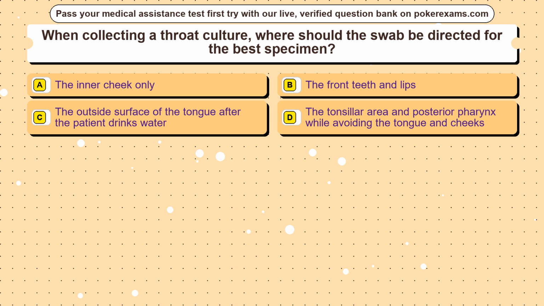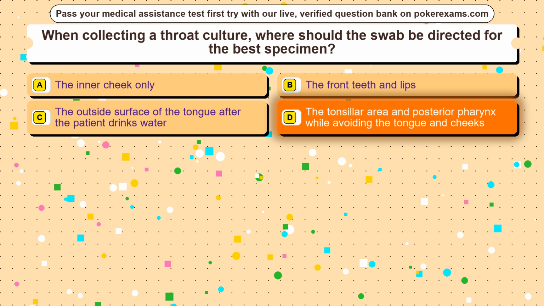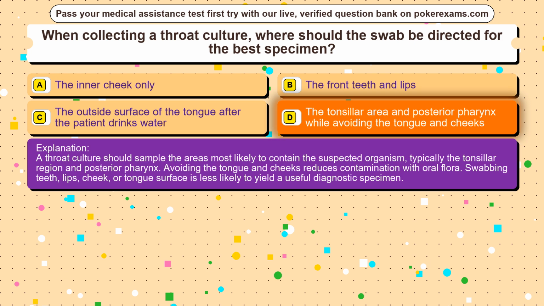The correct answer is option D, the tonsillar area and posterior pharynx while avoiding the tongue and cheeks. A throat culture should sample the areas most likely to contain the suspected organism, typically the tonsillar region and posterior pharynx. Avoiding the tongue and cheeks reduces contamination with oral flora. Swabbing teeth, lips, cheek, or tongue surface is less likely to yield a useful diagnostic specimen.